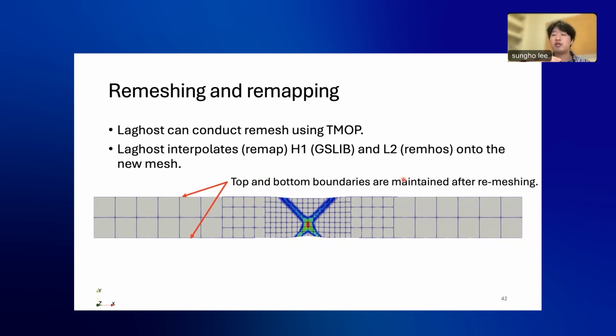The TMOP requires some boundary condition. It's free slip. Also, it can be the fixed boundary condition. So if you use the free slip, the top and the bottom boundary can be changed after remeshing. But my remeshing scheme maintains the top and bottom boundary because I used the remeshing twice. And between the remeshing, I use interpolation again, but I won't cover the details today.